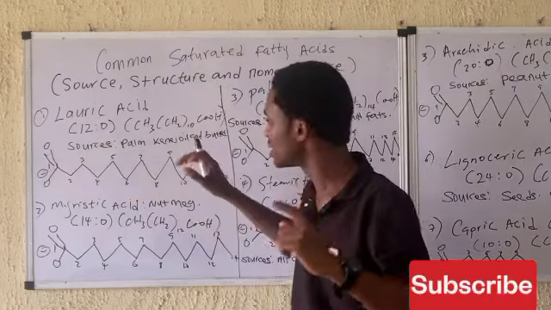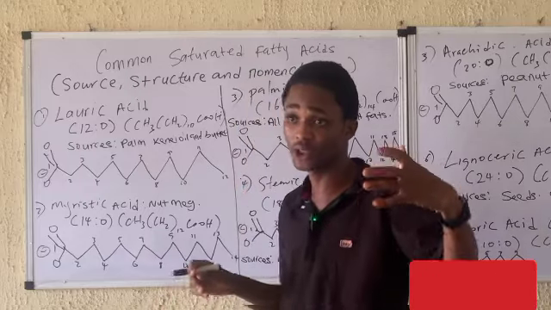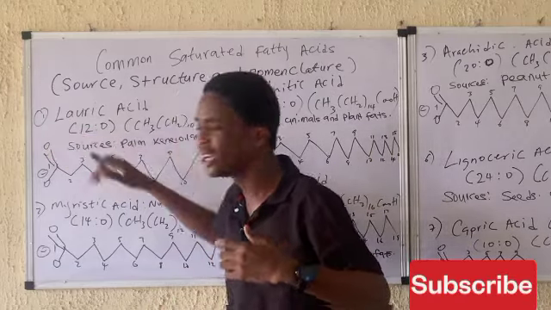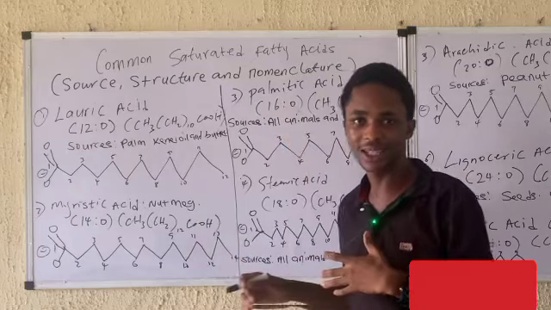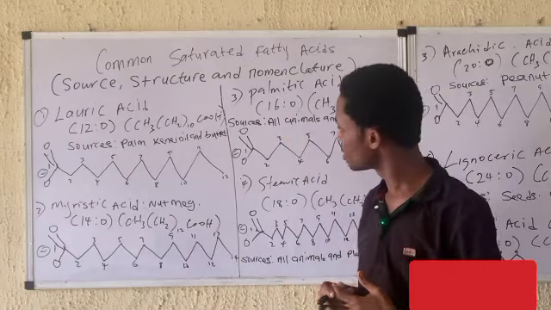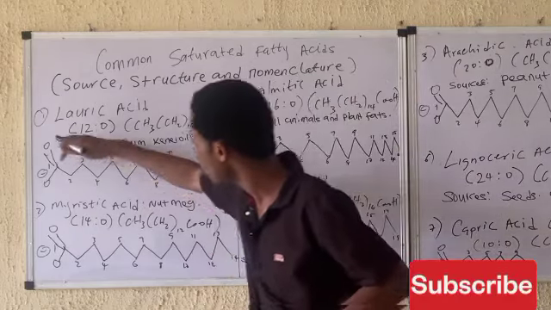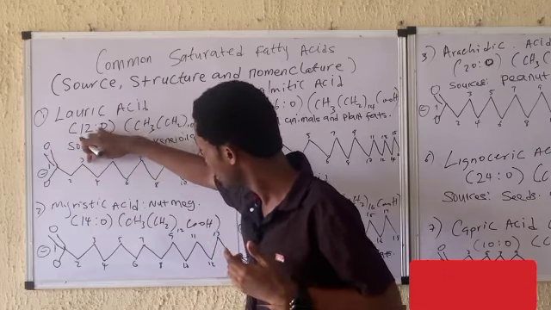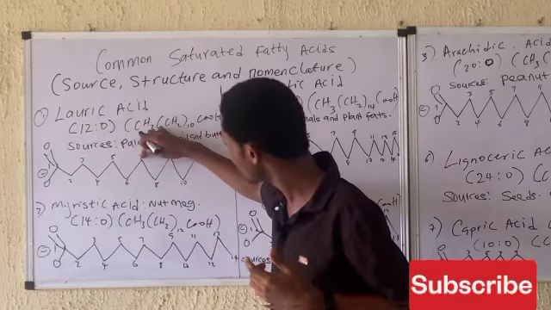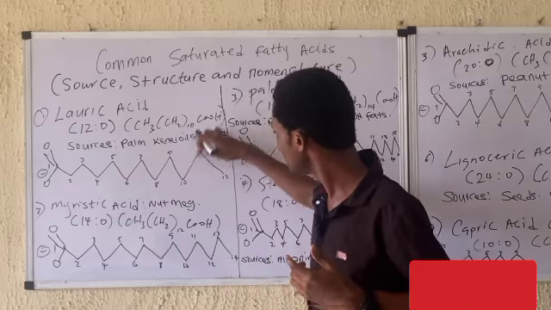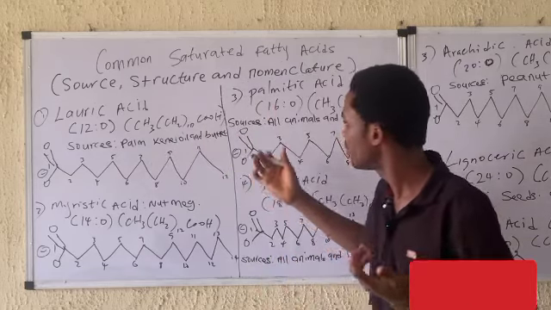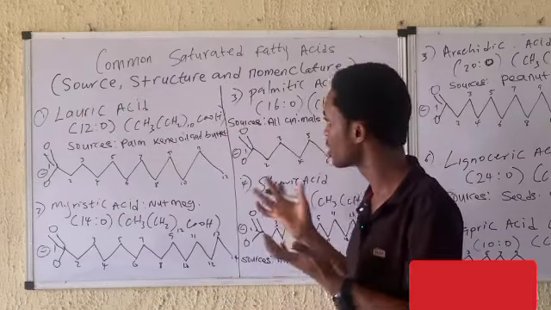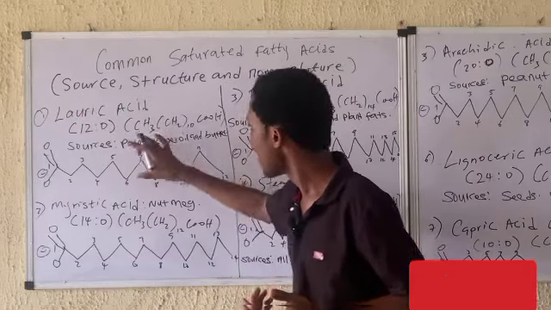And mind you that our count starts from the functional group, which is the carboxylic head. That is 1. Note that at every breaking point, there's a carbon atom. So now we note that one. Now, 1, 2, 3, 4, 5, 6, 7, 8, 9, 10, 11, 12. You see? 12. This validates our 12 here. So this is the structure of lauric acid.